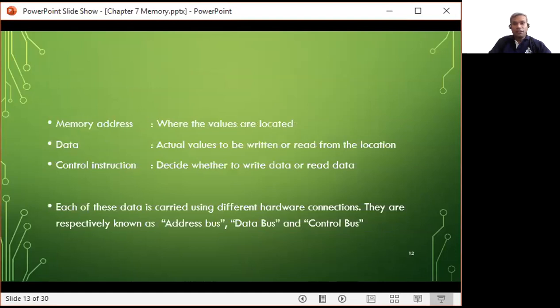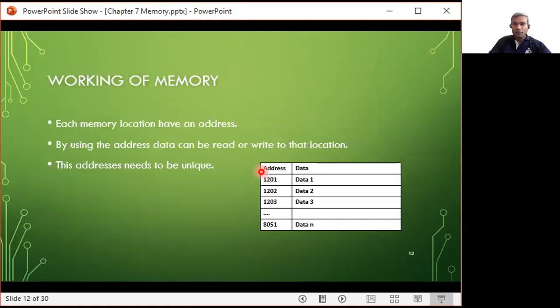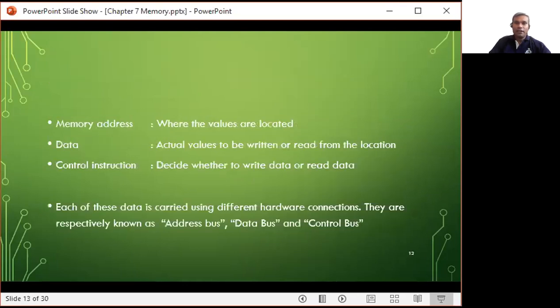And in addition to address, you have 3 buses: address bus, data bus, and the control bus. The memory address is the place where you are going to read or write values. It's like the address of a house. If you want to deliver a letter, you have to know the address, so the letter will get delivered. Similarly, if you want to write some value to a particular memory location, you have to know its address. And data is like the actual content of the letter, or what needs to be read or written into that location. Control instructions decide whether it's a write instruction or a read instruction. We will be discussing these 3 buses later in the next session when we talk about I/O streams.